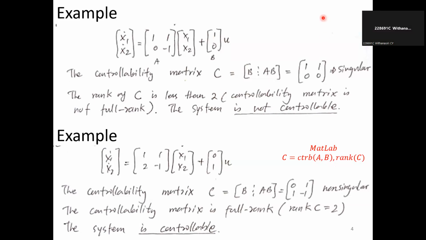Right. So it's a simple technique using the two matrices A and B. You put it into this format, right? If the resulting matrix is full rank, the system is controllable. This is how you do it in MATLAB: C equals ctrb(A,B). That's it. Okay, and then check the rank.